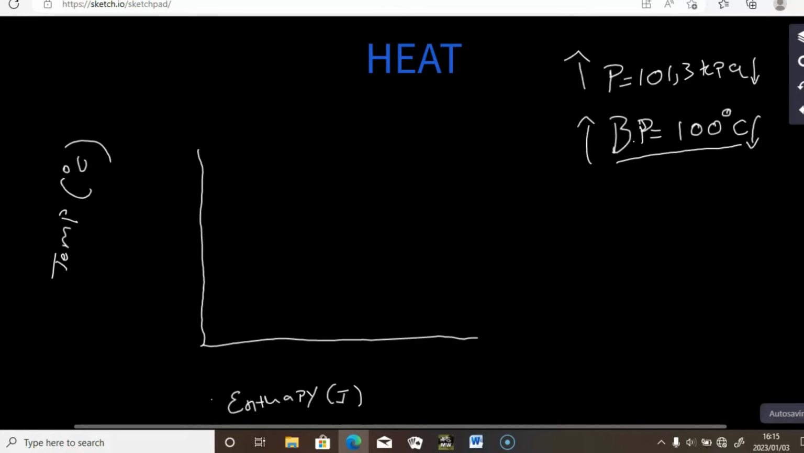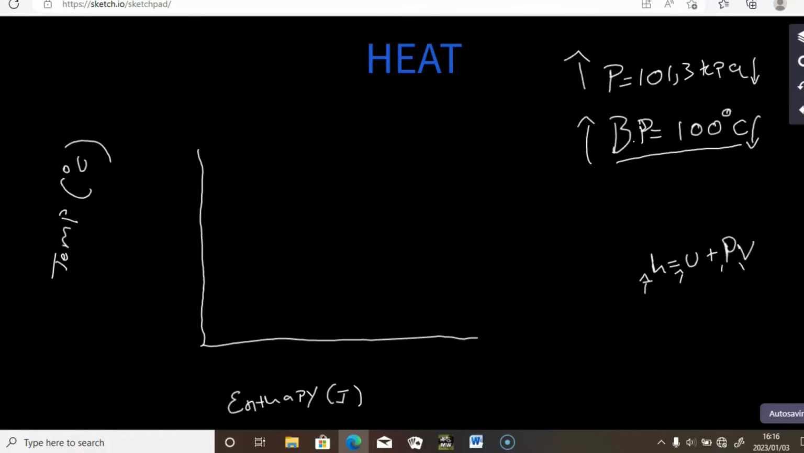And enthalpy is the heat energy of steam or water. It is represented by H, and the general formula is H = U + PV, where H is the specific enthalpy, U is the specific internal energy, P is the pressure, and V is the specific volume.